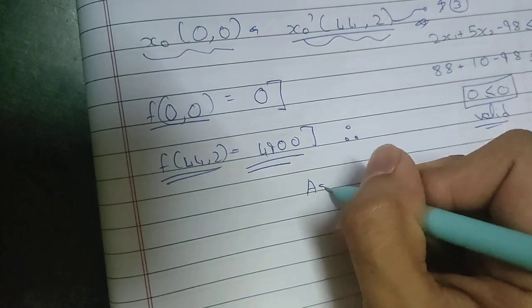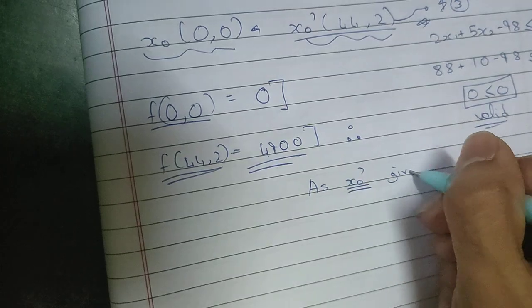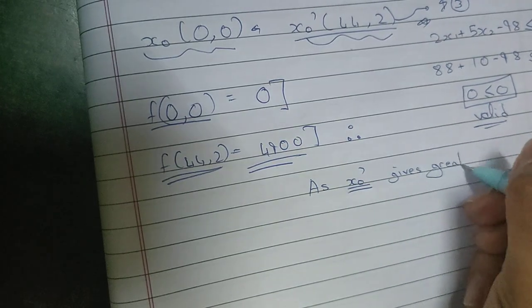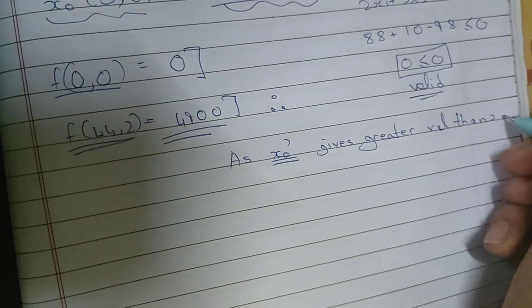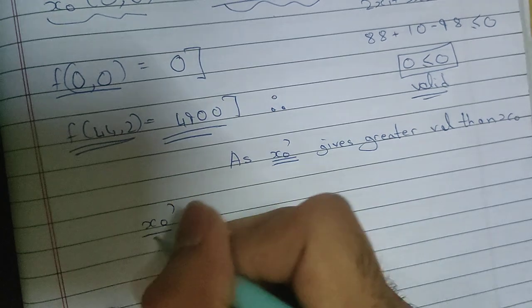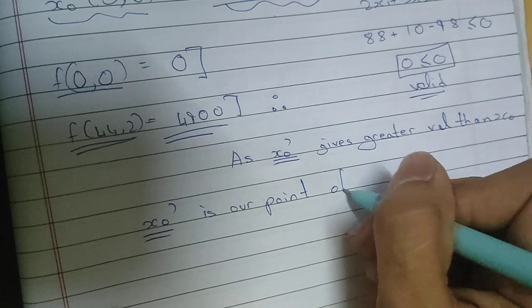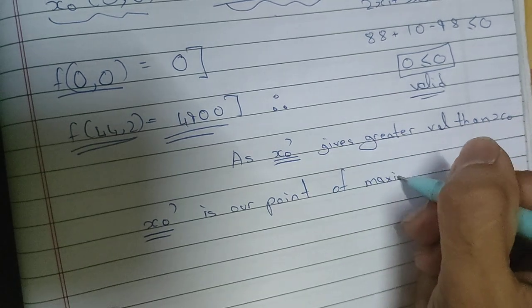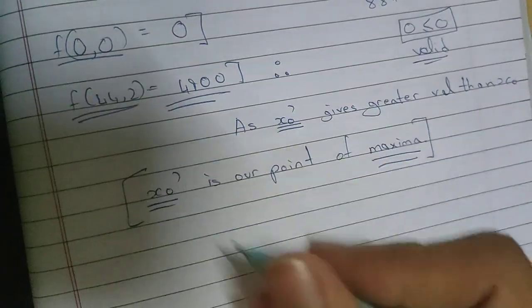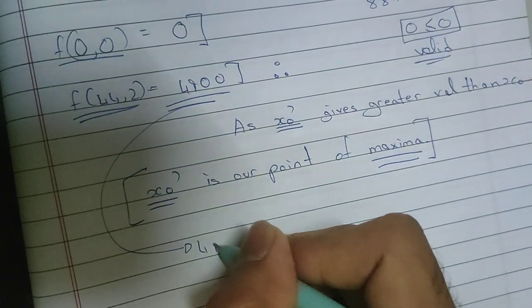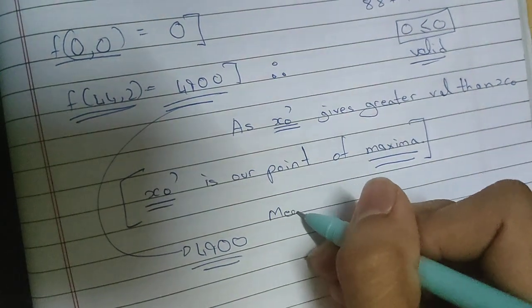Therefore, as x0 dash gives greater value than x0, x0 dash is our point of maxima, and the maximum value of the function is 4900.